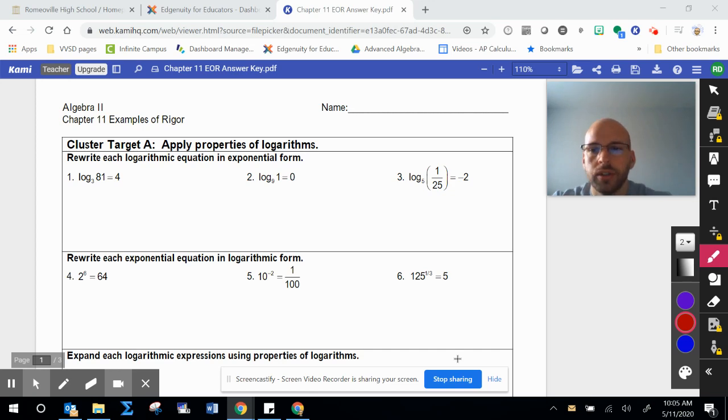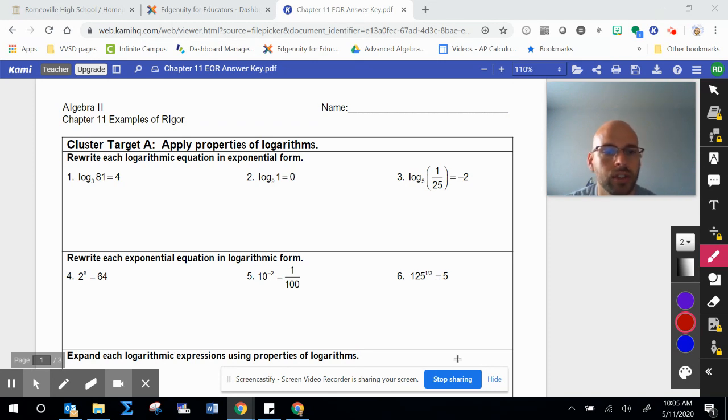Hello, everyone. So today I'm going to go through the Chapter 11 examples of rigor, and we'll go through this step by step so you can see all the topics together. If you have any questions when the video is over, please email me, and I'd be happy to go through them with you. So let's take a look at number one.